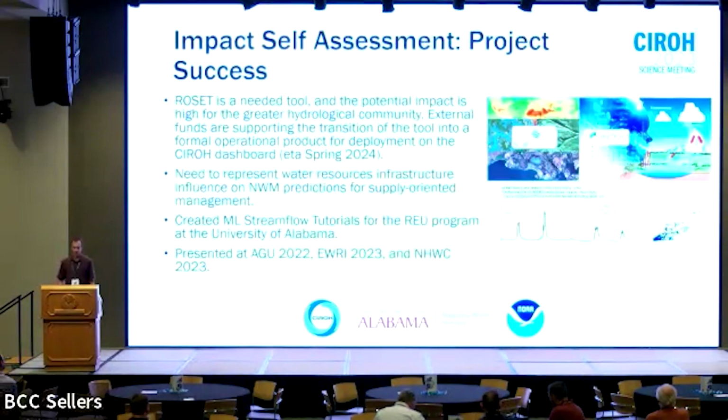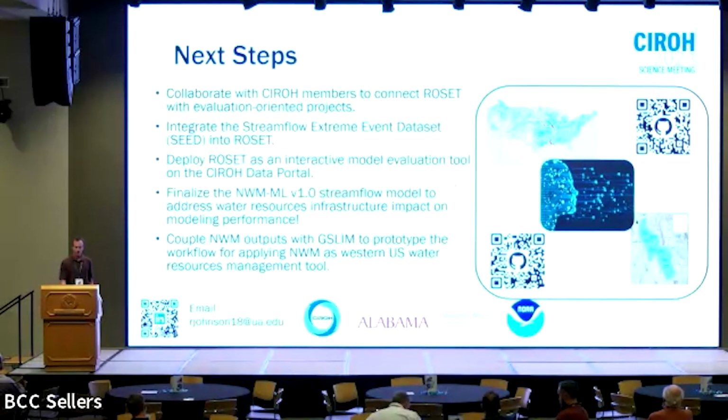Then the self-assessment, Rosette, is definitely a needed tool, and I think it's very impactful to a lot of people here. We developed it targeted at grad students, people who are actively working on the model. They can see if they are building a machine learning model, can they add it to improve the prediction of the model? And then we obviously need to represent water resource infrastructure within the National Water Model predictions. We used this framework to create a REU program at University of Alabama over the summer, and then multiple presentations at key conferences. So next steps: collaborate with more CIROH members.